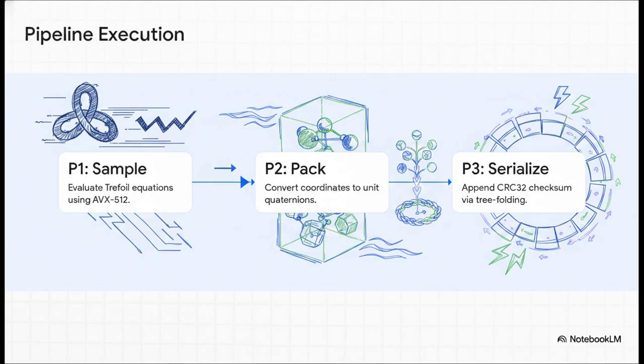Step 2 is the pack phase, which converts those physical coordinates into unit quaternions, a very complex four-dimensional number system. And finally, step 3 is Serialize. It uses a technique called tree folding to safely pack that geometric shape securely for travel, appending a checksum and blasting it across the network's ring buffer. So it's sampled, packed, and dispatched in this beautifully orchestrated flow.